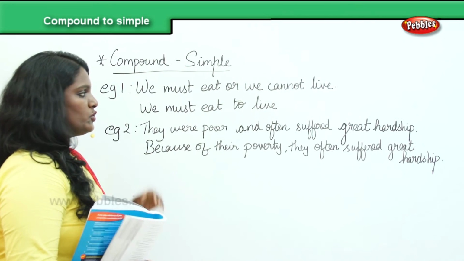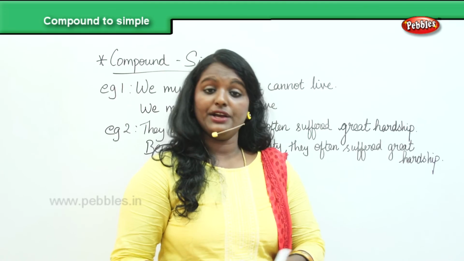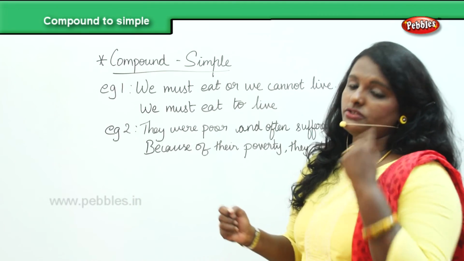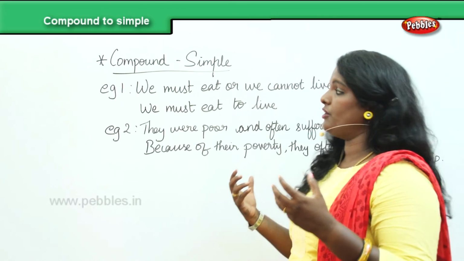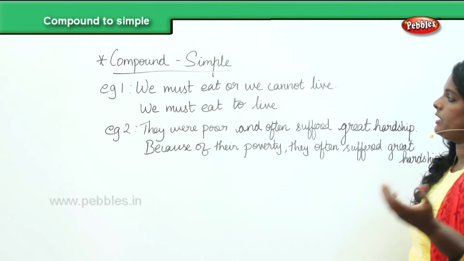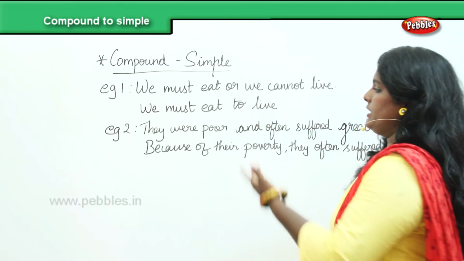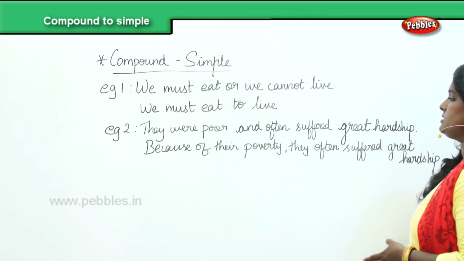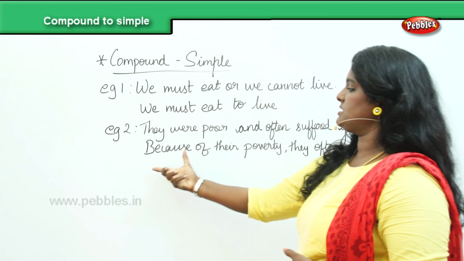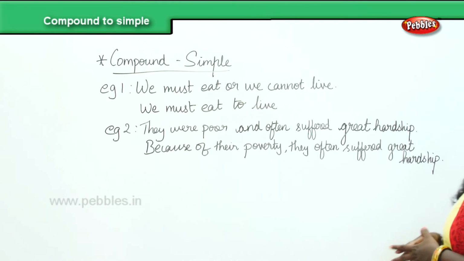So what I would like to make clear here is, always try to identify your coordinate clause and try to contract or shrink that into a word or a phrase. We must eat or we cannot live. I have shrunk it to we must eat to live. They were poor and often suffered great hardship. So instead of they were poor, I've made it because of their poverty, they often suffered great hardship.